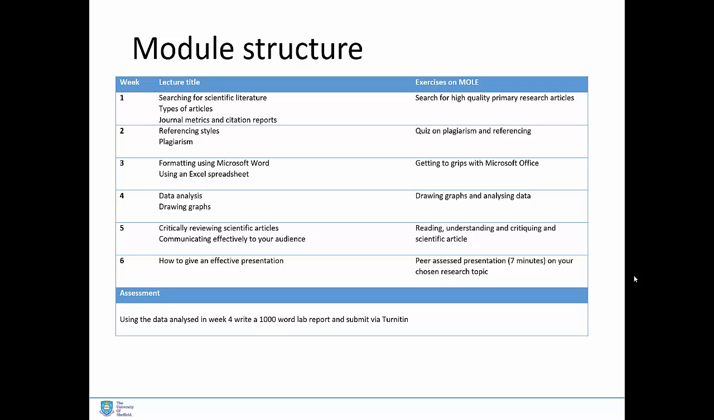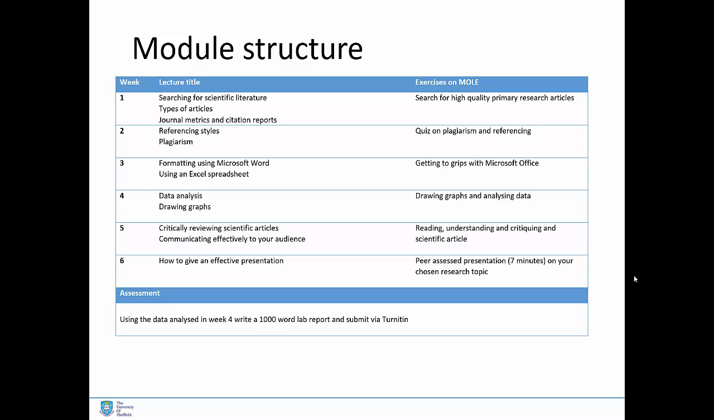In week 2, we'll go on to talking about plagiarism and referencing. Once you've read your scientific articles, you then want to reference these articles within your lab reports, and we'll show you some information about how to reference these and how to make sure you reference them correctly and you don't commit plagiarism. Then we'll talk a little bit about some of the main software that you'll be using. So for example, the functionality on Word to allow you to format your documents professionally and neatly, and also how to use an Excel spreadsheet to do some data analysis and to draw some graphs. And again, there'll be quizzes and exercises on each of these.